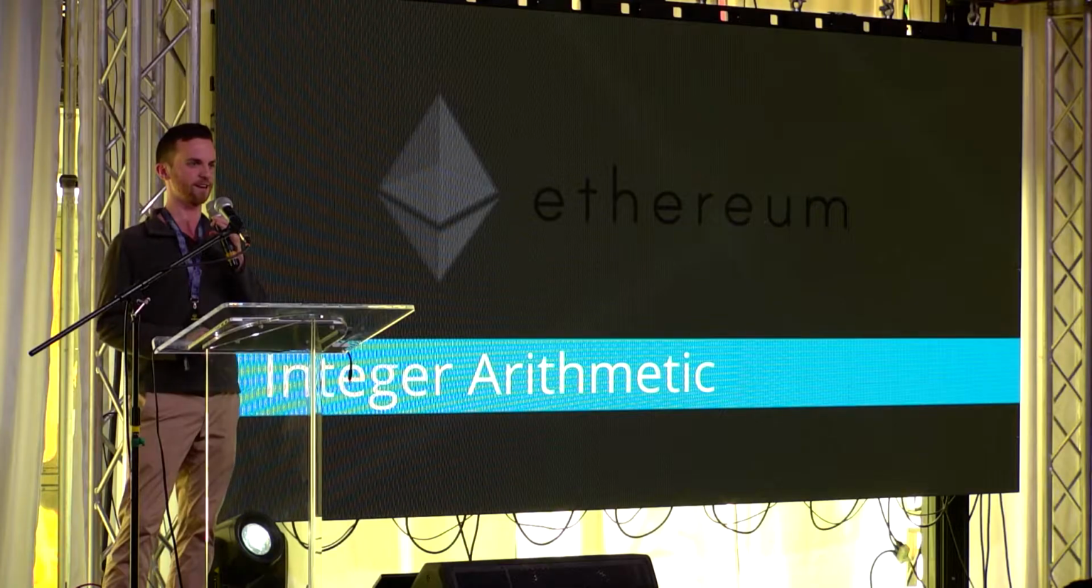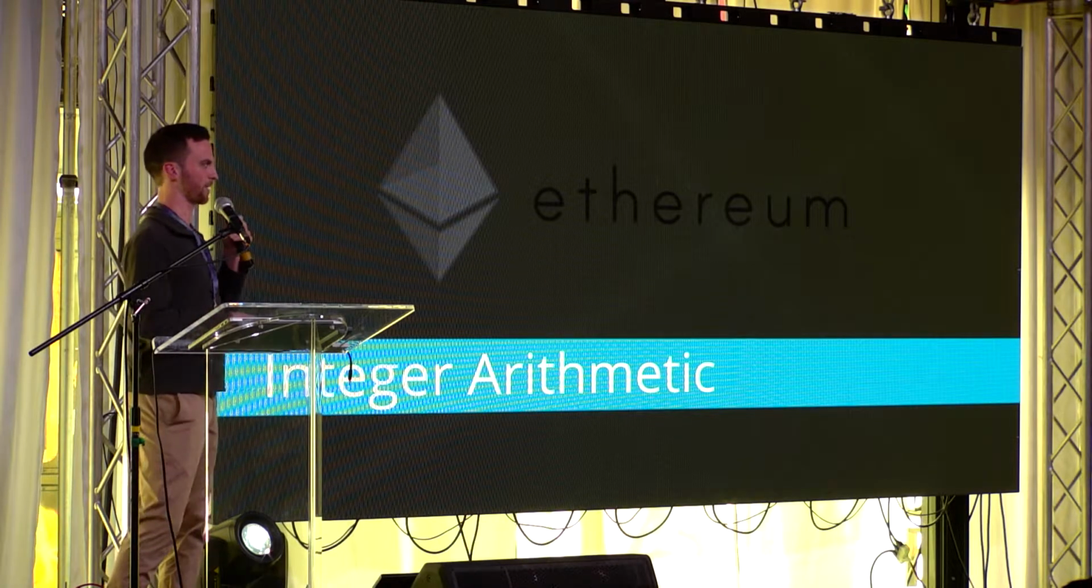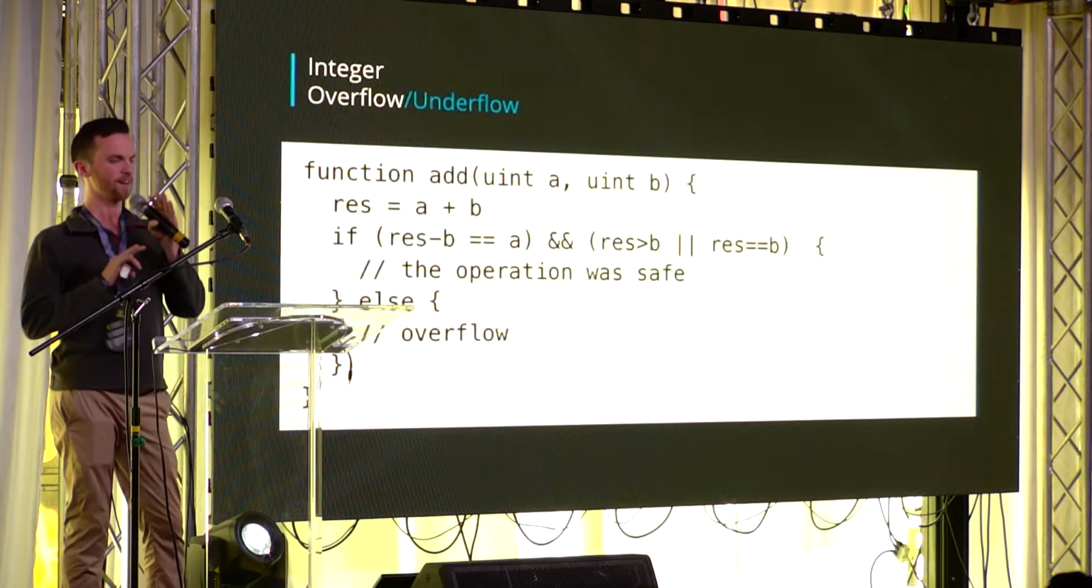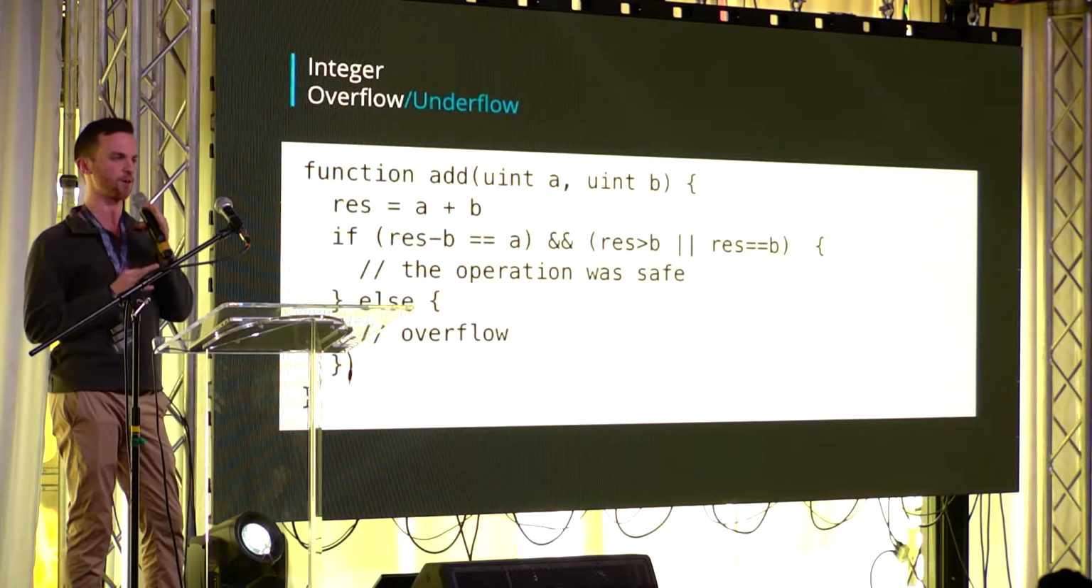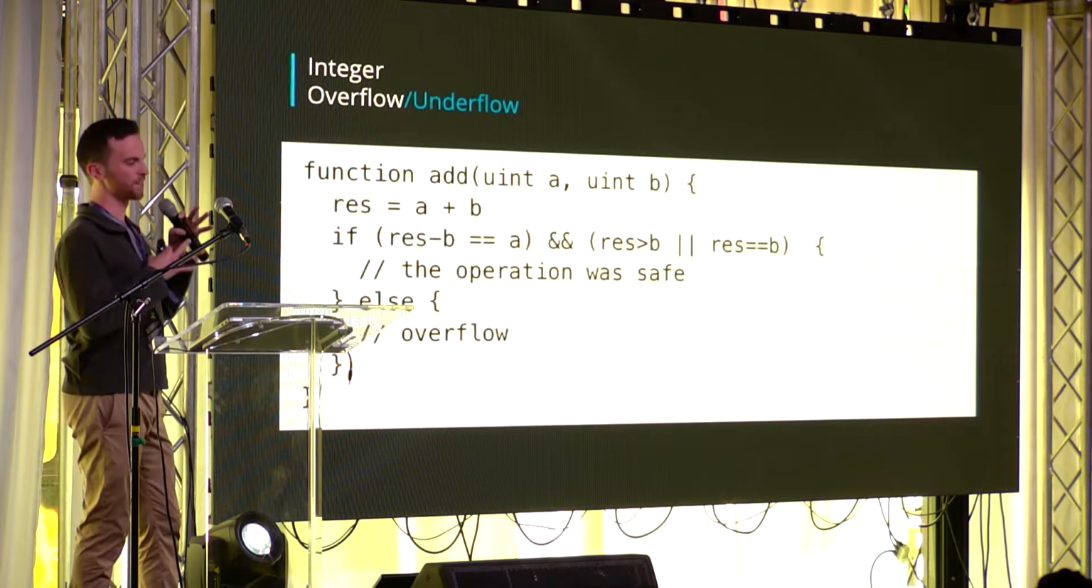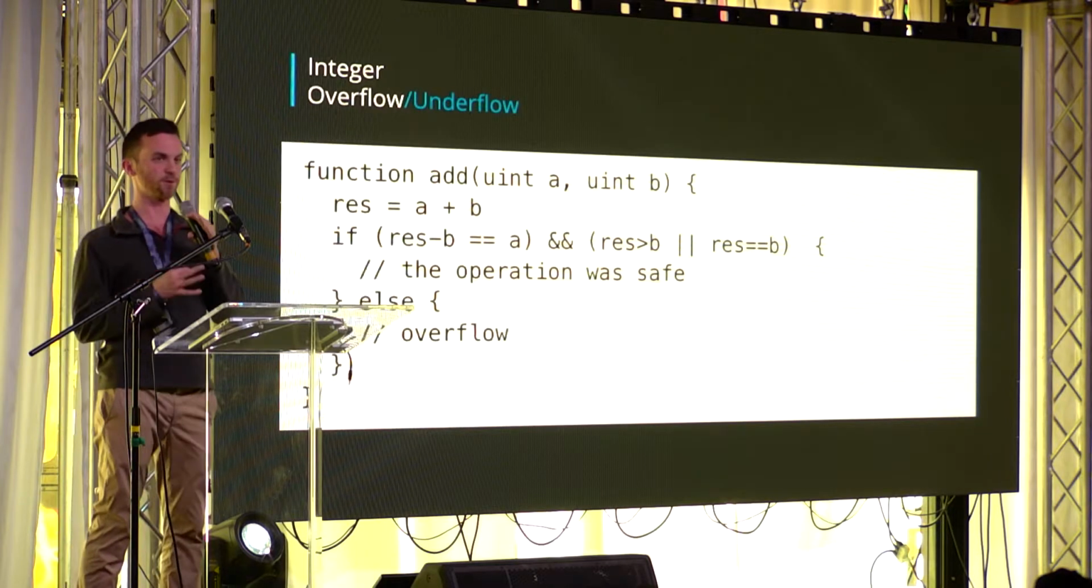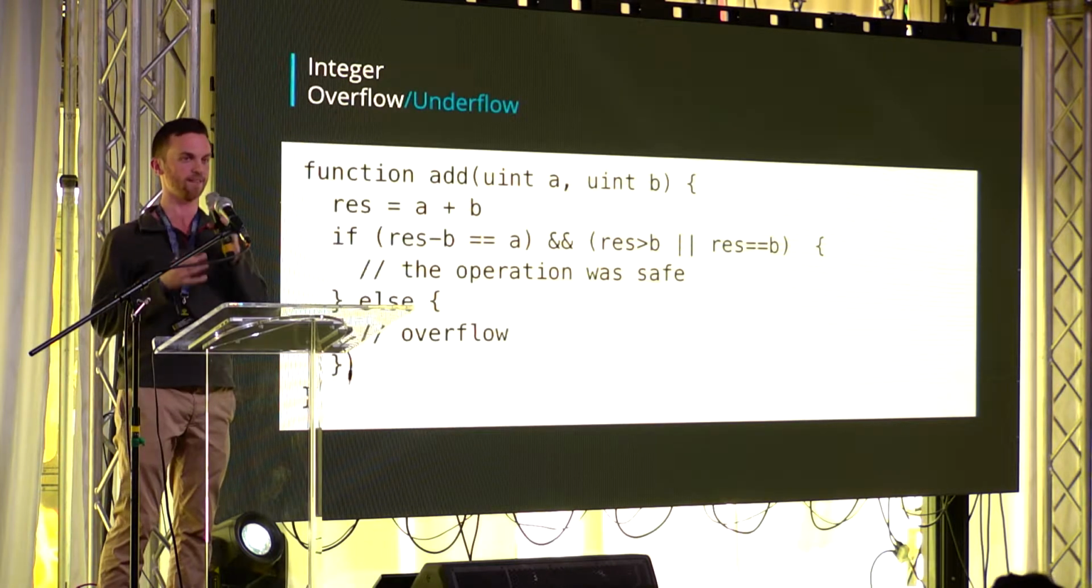And this has been a problem that has caused people to lose lots of ether in a few different hacks in the past. But there's an easy way around this. You can include checks in your function that check for overflow by simply doing a few checks to make sure that the result is actually greater than the operands.